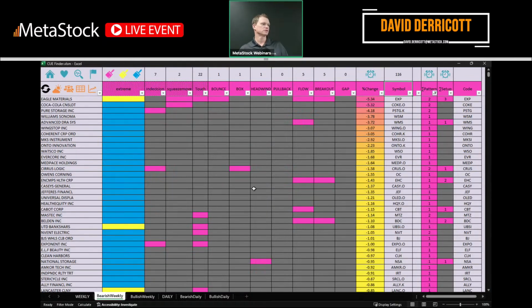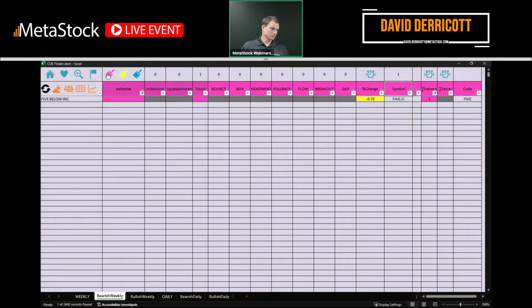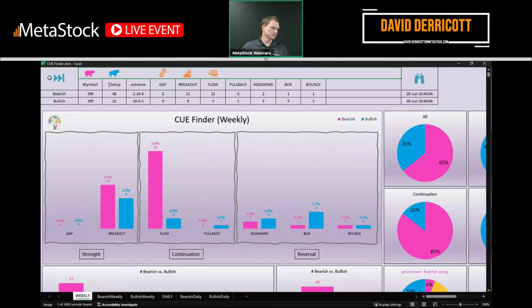So you can kind of put this all together. You can see where this will update for you and show you which stocks are up, which industries go with what stocks, and so on and so forth. He's got them color coded as well, which is nice to see which ones are in a headwind, bounce, which ones have touched it, the percent change, the symbol. It just makes things a lot easier.